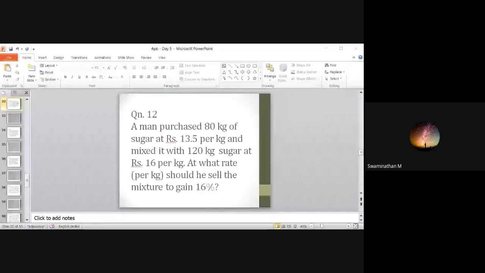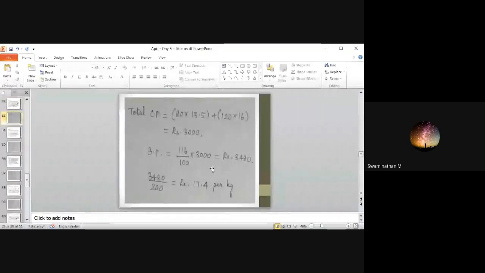17.4 per kg. Okay, we'll go for the answer. It is 17.4 per kg. So the total cost price is 80 into 13.5 plus 120 into 16. So rupees 3000 is the total cost price.